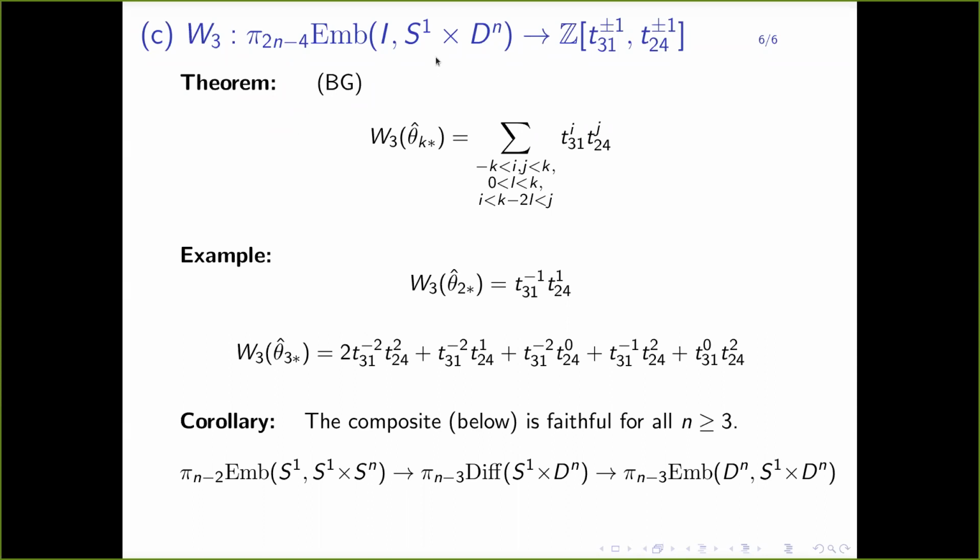And so now that's essentially an element of pi 2n minus 1 of the configuration space of 3 points in S1 cross dn. The issue is, when you close off, I said theta k has this canonical null homotopy, but then you could close off using some other null homotopy, and your element of pi 2n minus 1 of this configuration space changes.